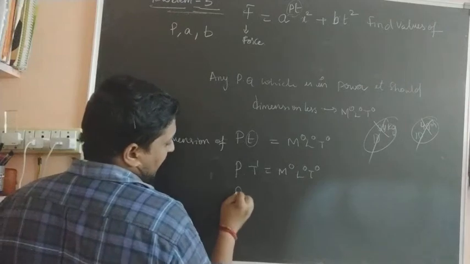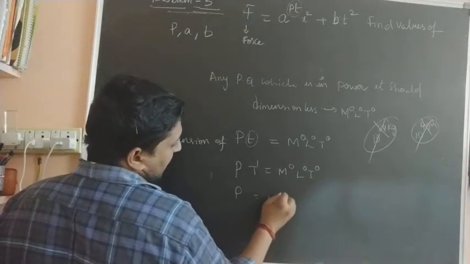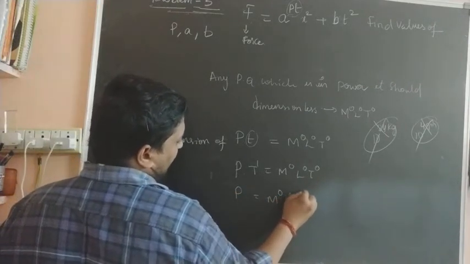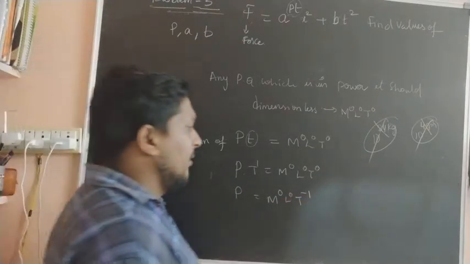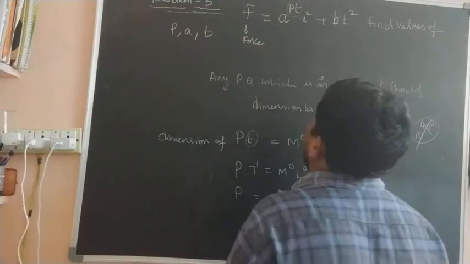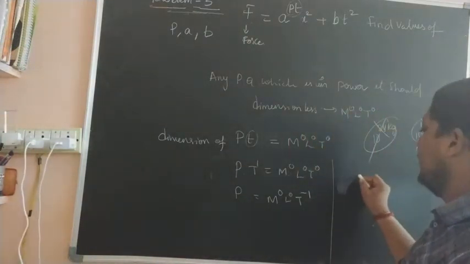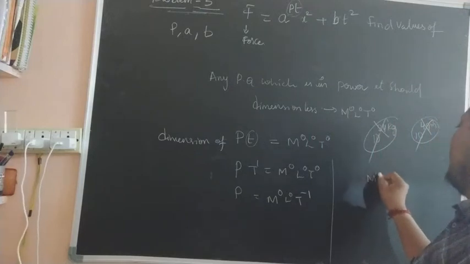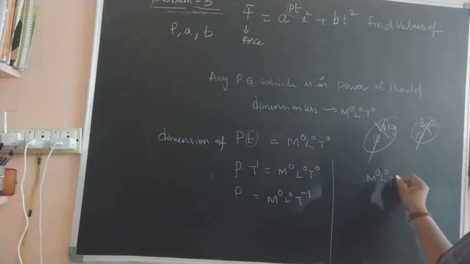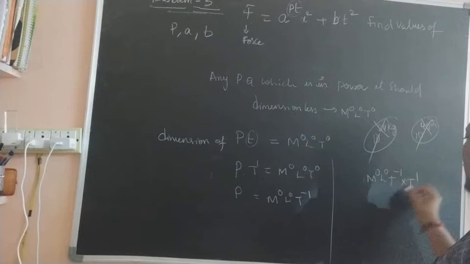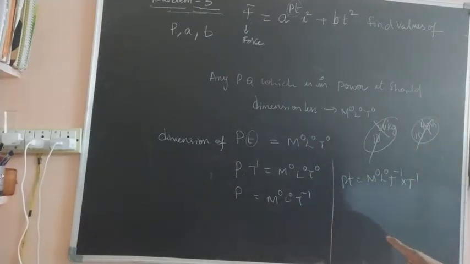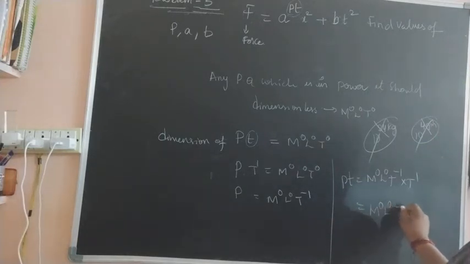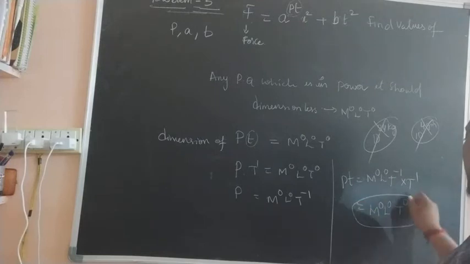Now see here, p is equal to M power 0 L power 0 T to the power of minus 1. Let's check whether it becomes dimensionless or not. You might have a doubt. The dimensional formula of p into t will be M power 0 L power 0 T to the power of minus 1 into T to the power of 1. We are checking whether it is a dimensionless one. Then it becomes M power 0 L power 0 T to the power of 0. Yes, it is a dimensionless one.